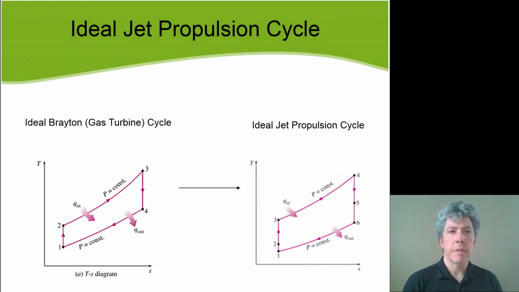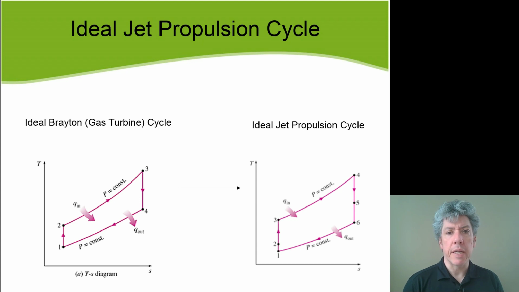Another cycle to study is the ideal jet propulsion cycle. It's based on the Brayton cycle because in an ideal jet propulsion cycle, there's a compressor and a turbine, much like in a regular gas turbine engine. So you'll notice that the TS diagram for the jet propulsion cycle on the right looks a lot like the one on the left that is for a gas turbine cycle, or Brayton cycle, without regeneration.